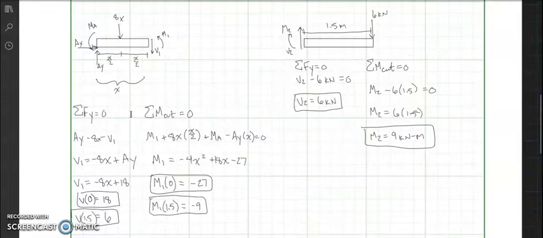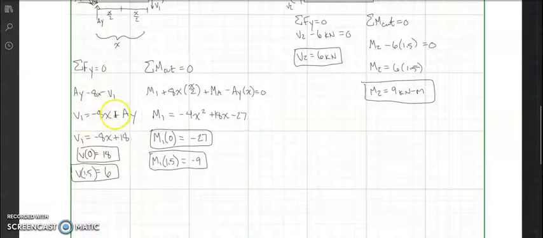First thing I did was sum up my forces in the y direction. It's going to give me AY minus 8x minus V1. Solving for V1, I'll get negative 8x plus AY. Substituting in AY, I get V1 equals negative 8x plus 18. Now, I want to find what the shear is when x equals 0. So I'll plug 0 in for the x, and that should give me a shear of 18.